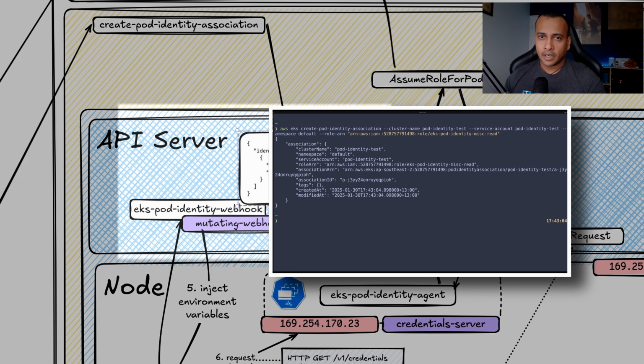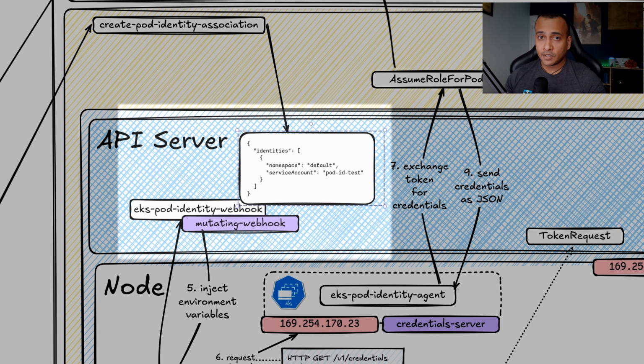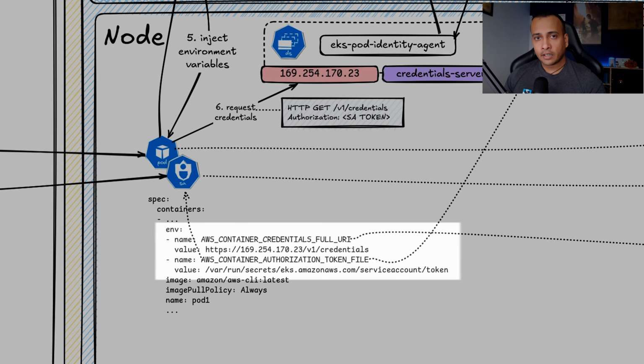So when I executed the create pod identity association command inside the terminal, what I'm assuming happened was EKS updating this specific file. So if any pod is created with that service account attached, the webhook knows that it should inject the container credentials environment variables into the pod definition.